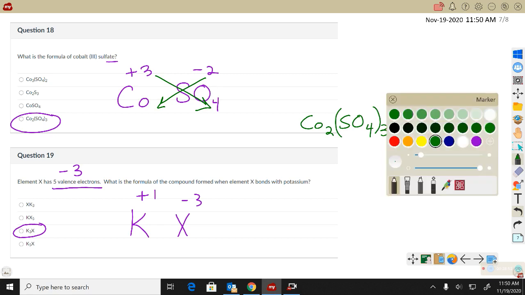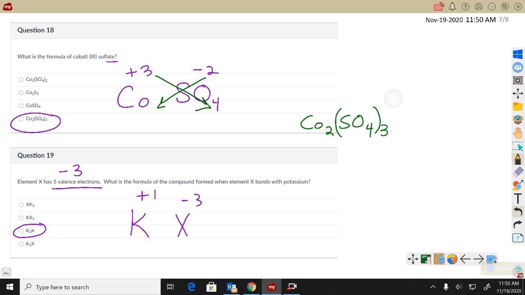If you're a charge balancer, then you kind of look at this and say, well, I've got a 3 and a 2. So a common multiple might be 6. So I'll multiply this by 3, this by 2. Now I get +6 -6. And those multipliers then tell you how many ions you need in the formula. I'm going to need, no matter how I do it, 2 cobalt and 3 groups of sulfate.